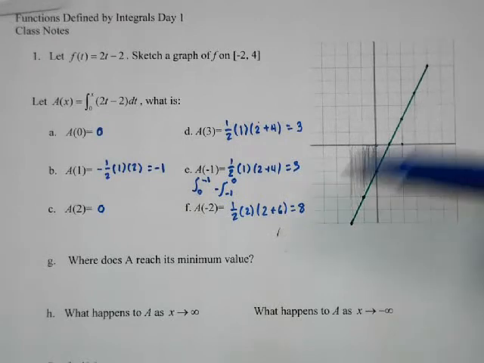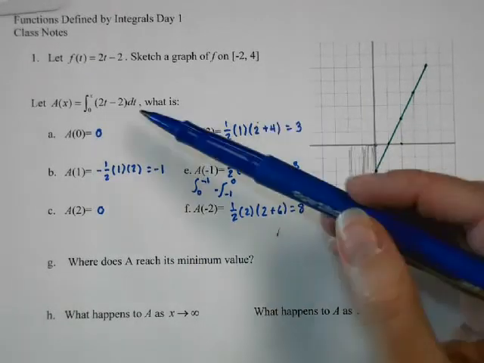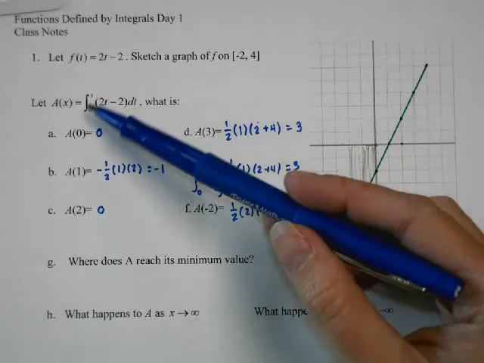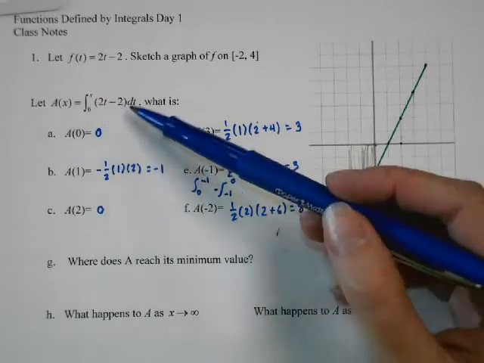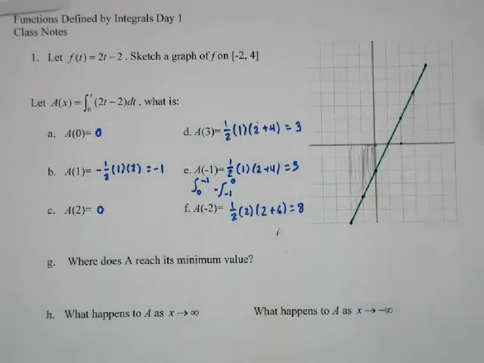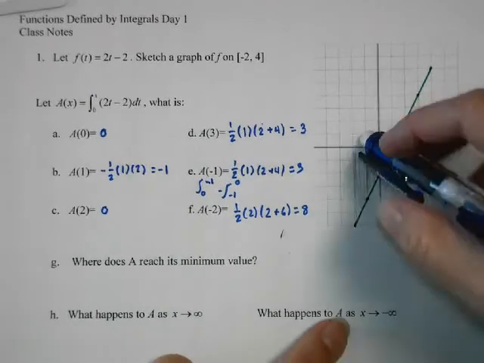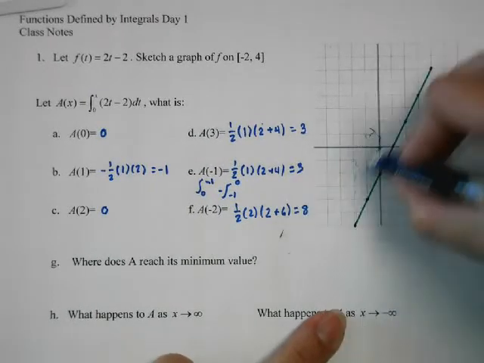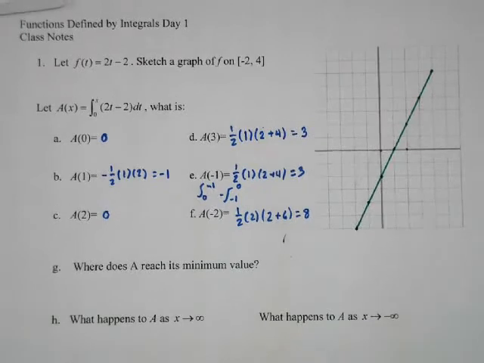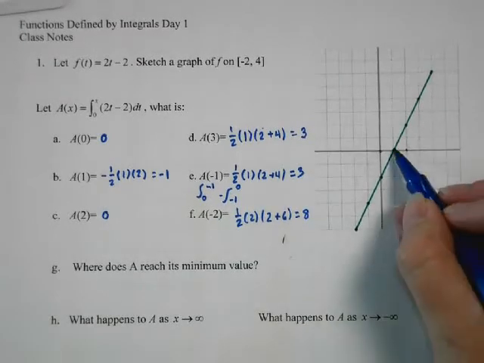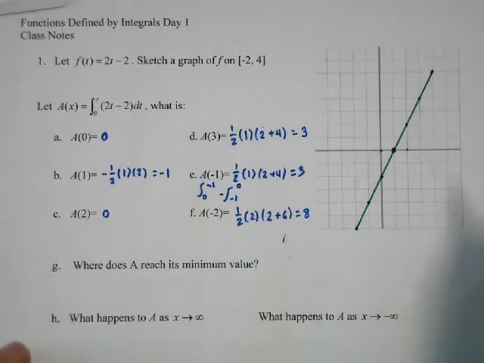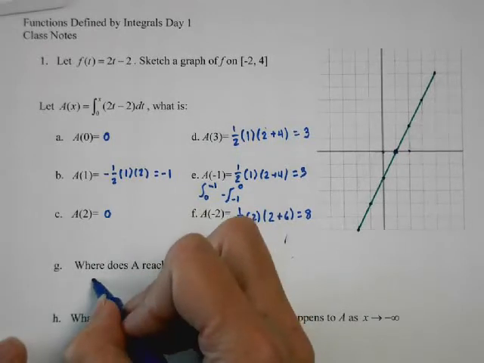Okay, so where does this reach a minimum? Well, if I looked at the derivative of this integral, it's just going to be 2x minus 2. This is the graph of the derivative. So where is there a minimum value? Well, there's going to be a minimum when it goes from decreasing to increasing, which is going to occur right there at x equals 1.